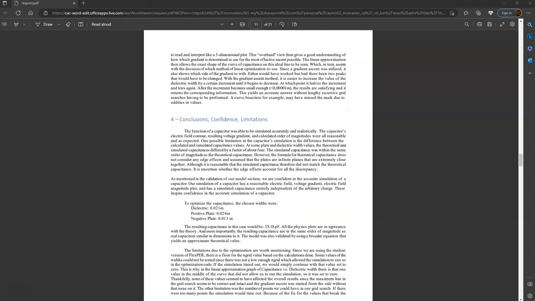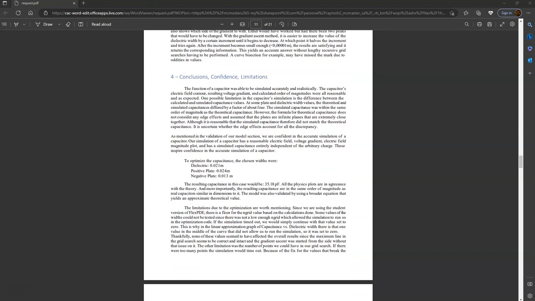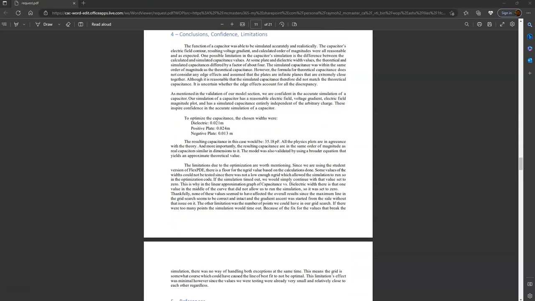So, in conclusion, our capacitor seemed to be simulated accurately and realistically. Our optimized capacitance with the chosen widths of 0.021 meters for the dielectric, 0.024 meters for the positive plate, and 0.013 meters for the negative plate resulted in a capacitance of 35.18 picofarads. The limitations we got are due to AngerGrid not being able to get small enough, and then timeouts.